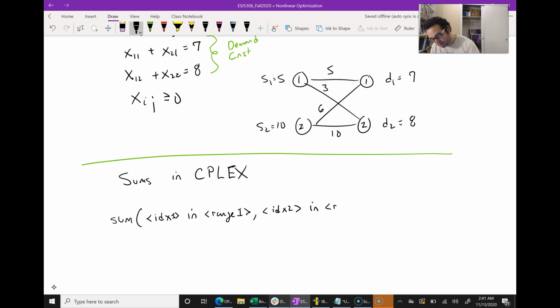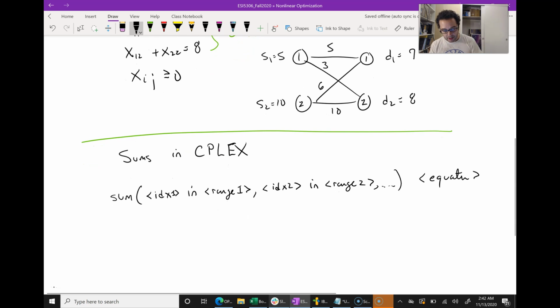In range 2, right? And you could keep doing this. So if you wanted to sum over like 5 different variables, you could certainly do that. And then what you're going to end up writing is your equation, whatever that equation is. And this could even be a constraint if you want, right?